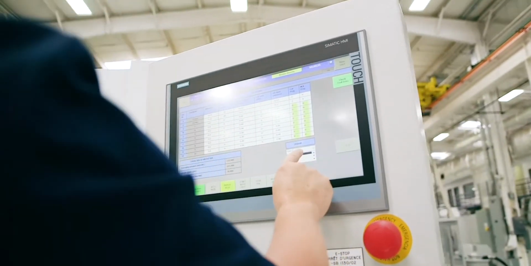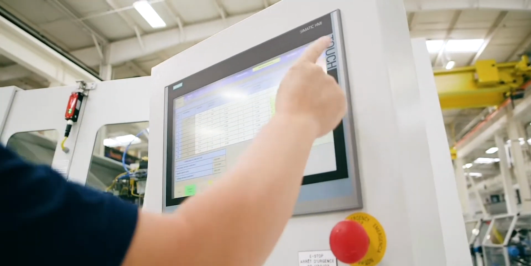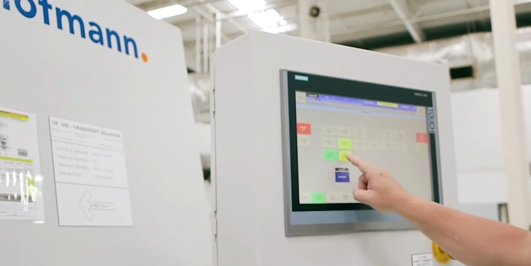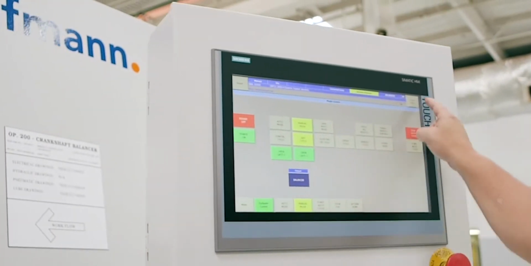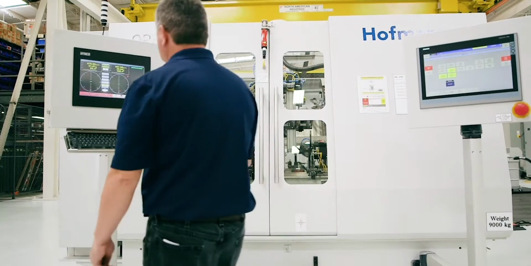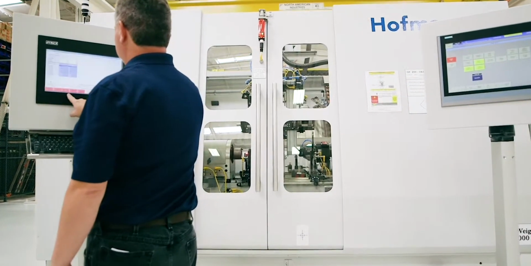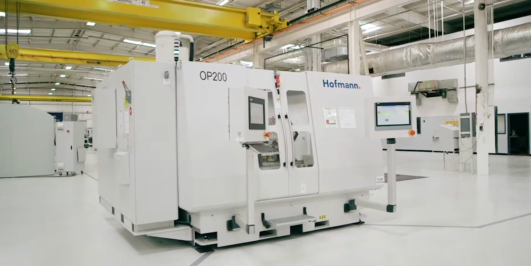The controls architecture on the machine incorporates both a PC and a PLC. The setup and changeover screens on our HMI have provisions for operator notes, photos, and work instructions.